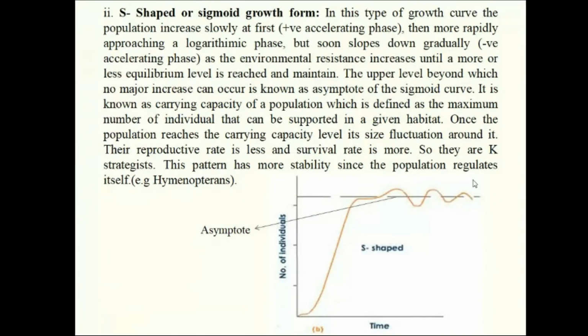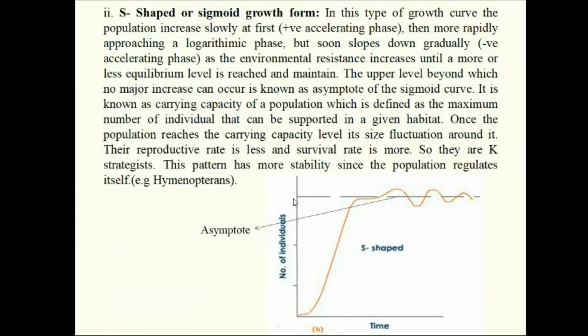So how to define carrying capacity? Carrying capacity of a population is defined as the maximum number of individuals that can be supported in a given habitat. That means at this point, suppose this is 300. If some favorable condition comes, it may become 350. If any unfavorable situation comes, it may become, suppose, 250. But the average will always be 300 or nearby. That 300 will be known as your carrying capacity.